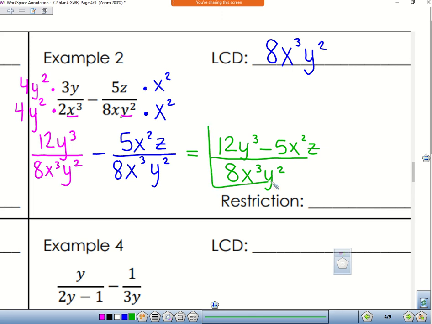And that would be your final answer because we can't factor anything out of the numerator, as you can see. Now, restrictions, like I said, in this case, it doesn't matter if we do it at the end or the beginning, but it is a good habit to do it at the beginning. So, what can't x be here? And y also can't be 0.